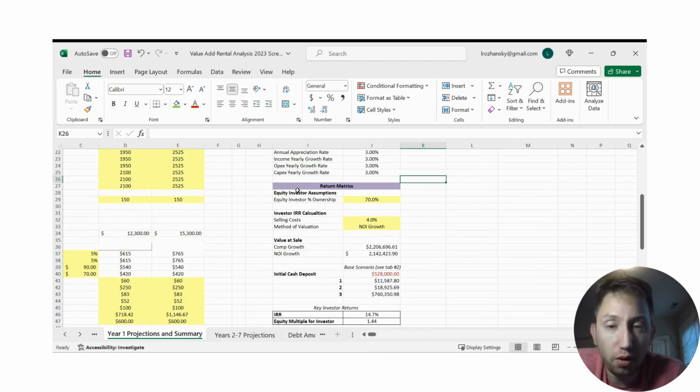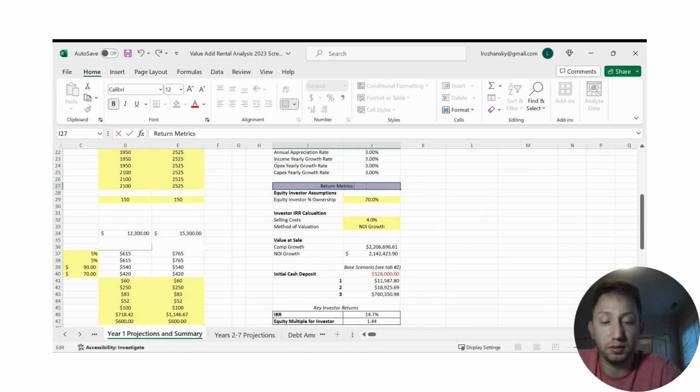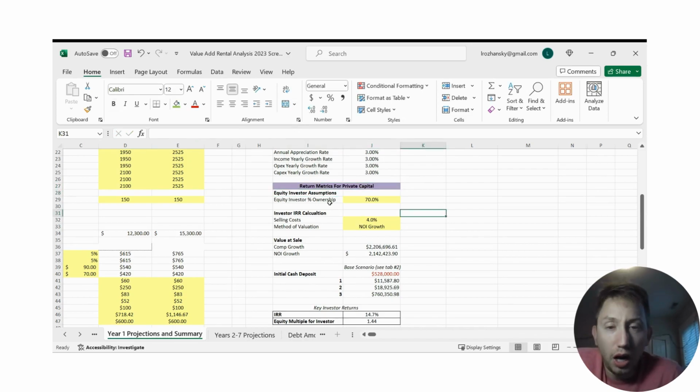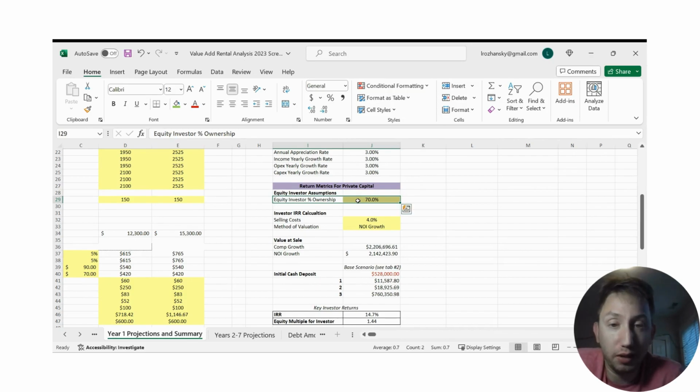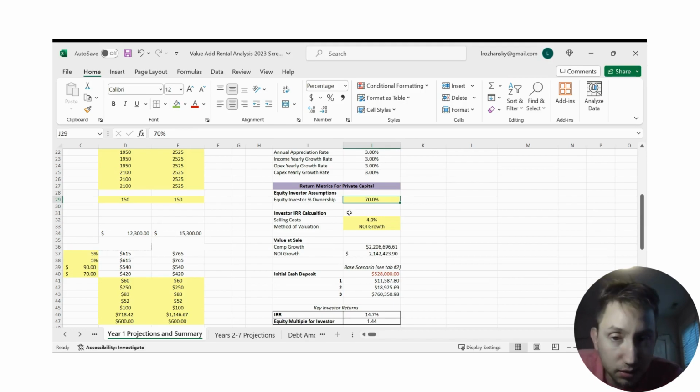Now, this is our return metrics for our private capital. So let's just actually say private return metrics for private capital. There we go. First, the assumption we want to make is how much percent ownership we are giving to our private capital in exchange for the equity that we're raising. Let's say we're going typical 70% ownership to the capital partners and 30% to us.